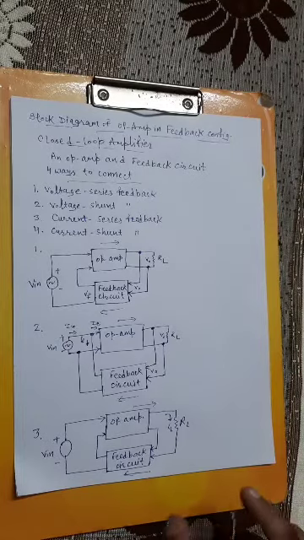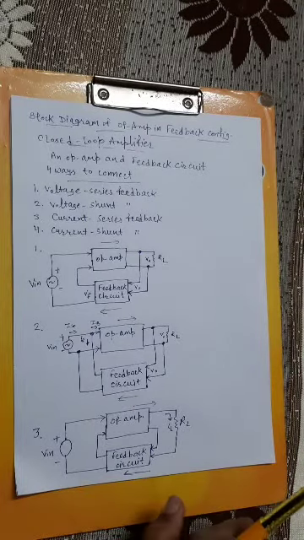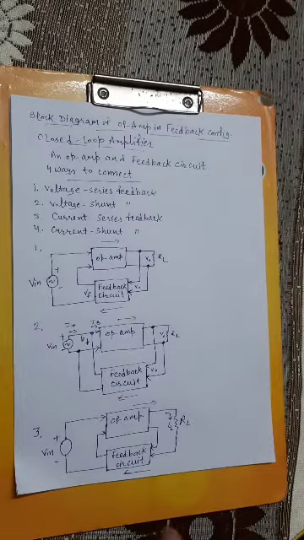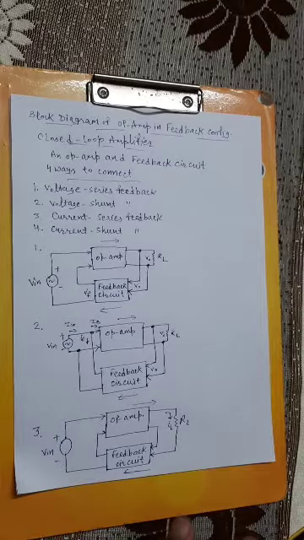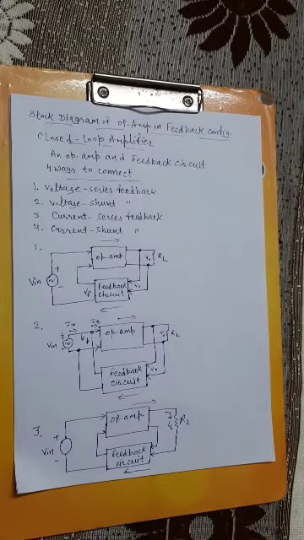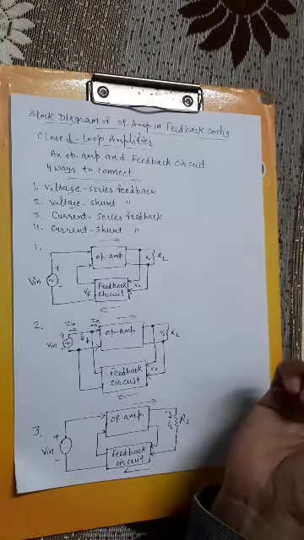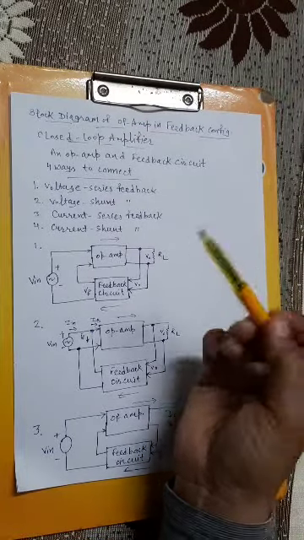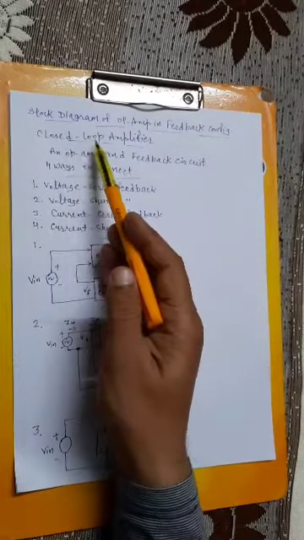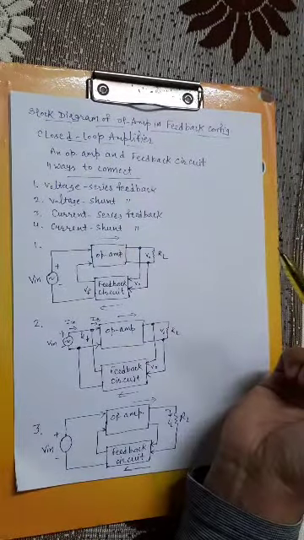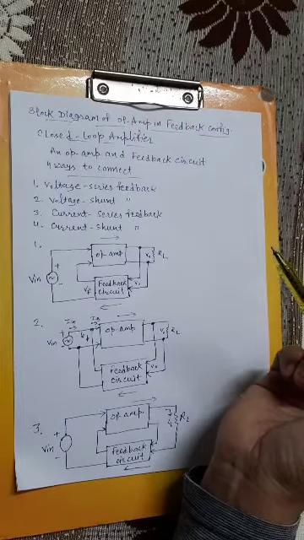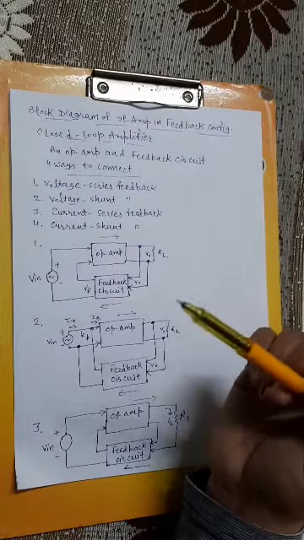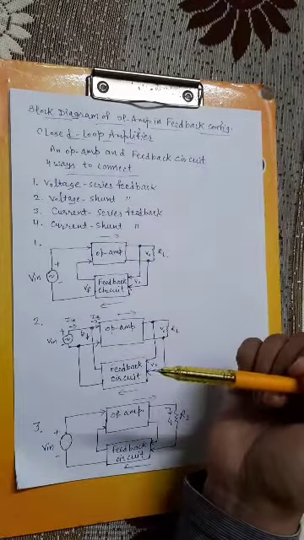Okay, students, today we will discuss the black box analysis of the op-amp in feedback configuration. Firstly, we will represent the block diagram of the op-amp in feedback configuration, or you can say that it will be the closed loop amplifier. Closed loop because there is a closed circuit between output to input.